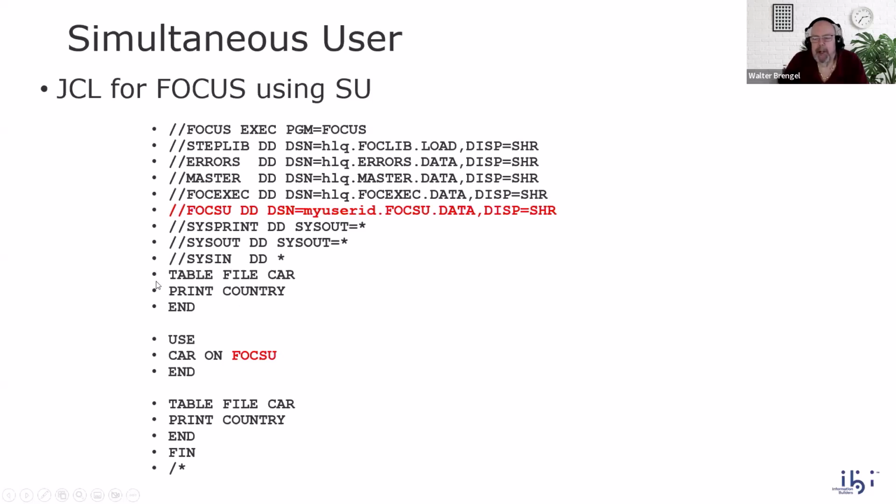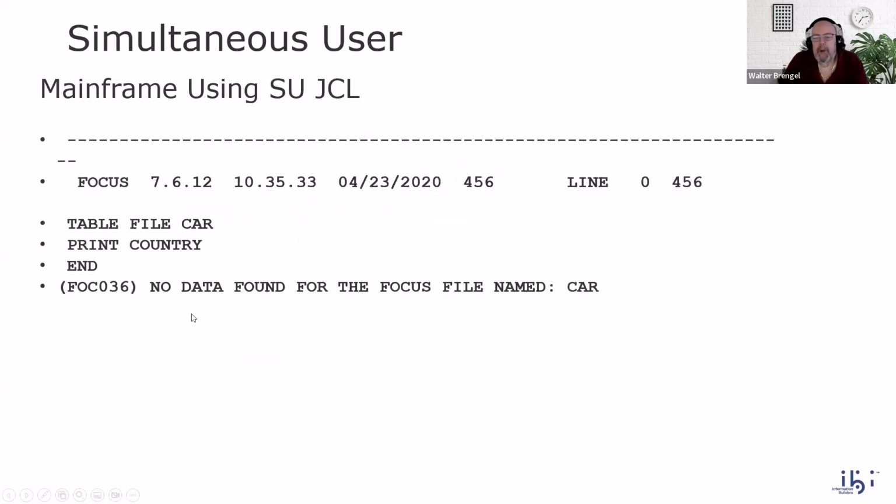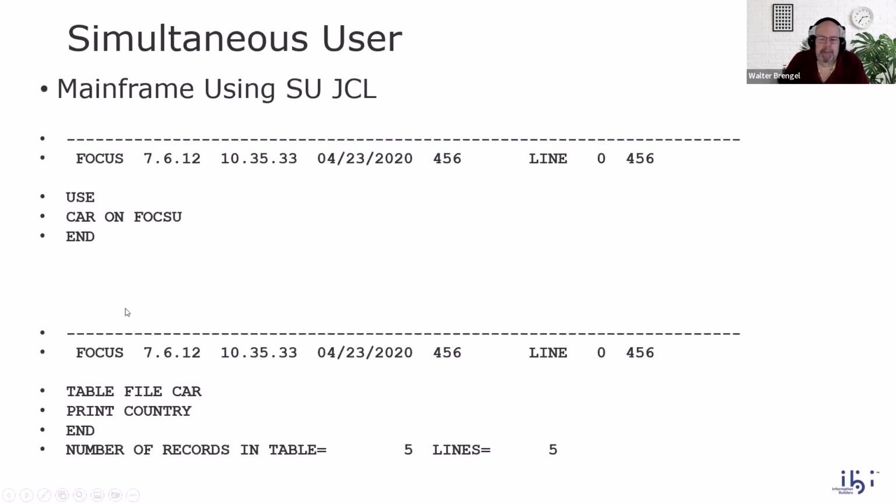So what's going to happen when I run this first table request? Well, I'm going to get no data found for file car. There's no physical file allocated for car, not until we do the use. And then now the data is going to come from the sync machine. And now I get my 5 records output.